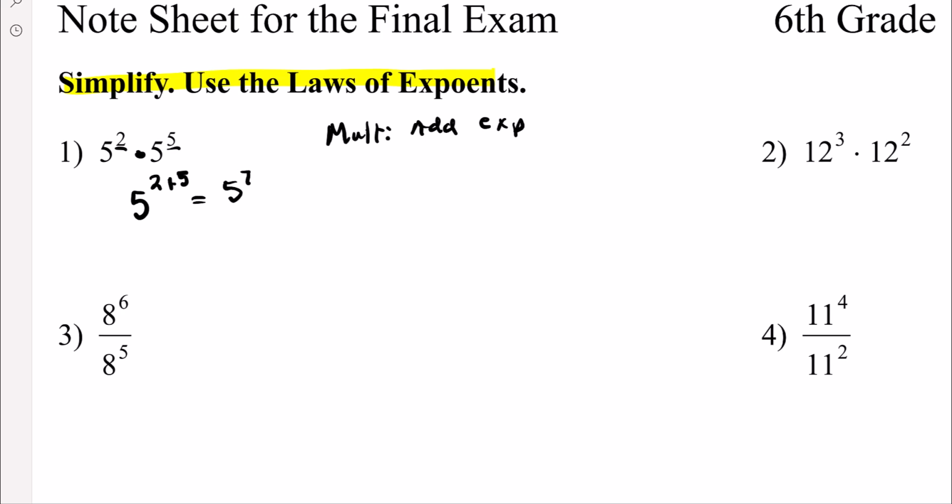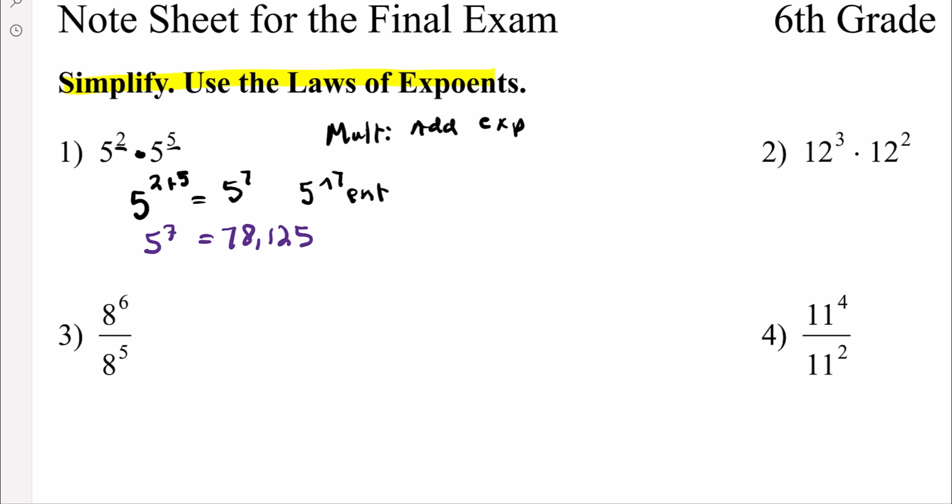And then you type this into your calculator, 5 caret 7, enter, and that will give you your value there, which is 78,000. So that's what 5 to the 7th equals. All right. Now, I'm going to give you one of each to practice.